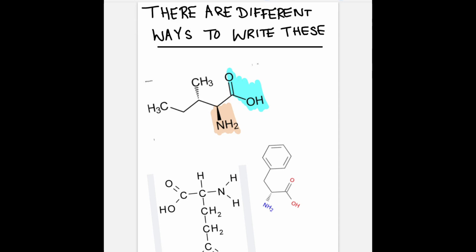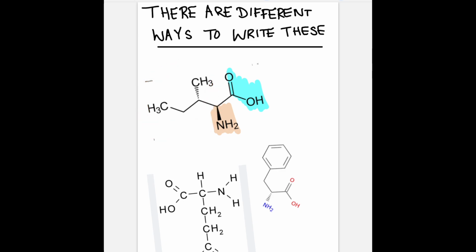But if we move one over, we have another carbon here. This carbon is attached to the amino group and the carboxyl group. So this is our alpha carbon right here. And then anything coming off that alpha carbon is the R group, or the side chain.